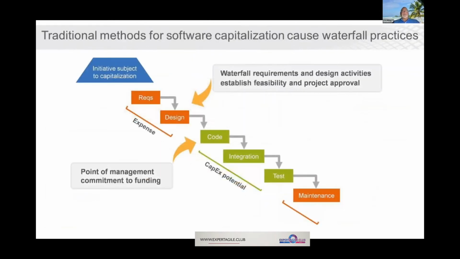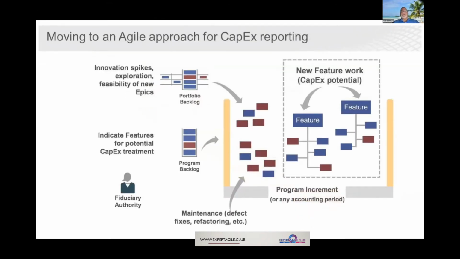Traditionally, we take a look at software capitalization. With waterfall accounting methods, it's very slow, and it happens in the middle. Here we can do it constantly, moving to an Agile approach with CapEx. New features can have CapEx, and then maintenance and other items can be put into OpEx, and we can flag those by feature, by story, by points, or even by hours.